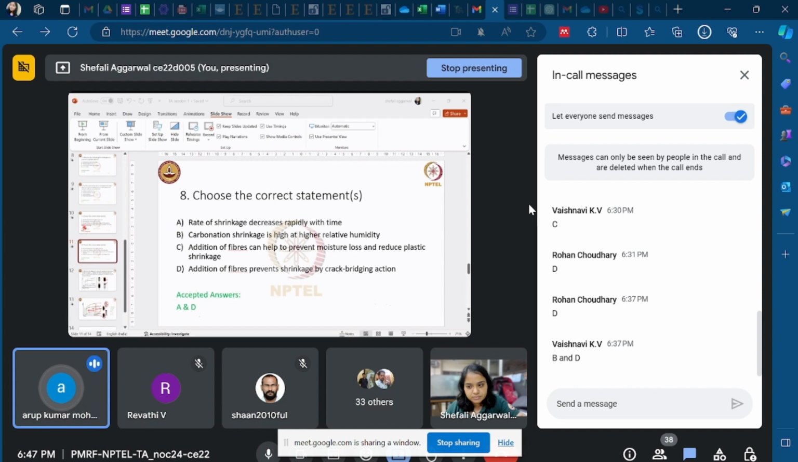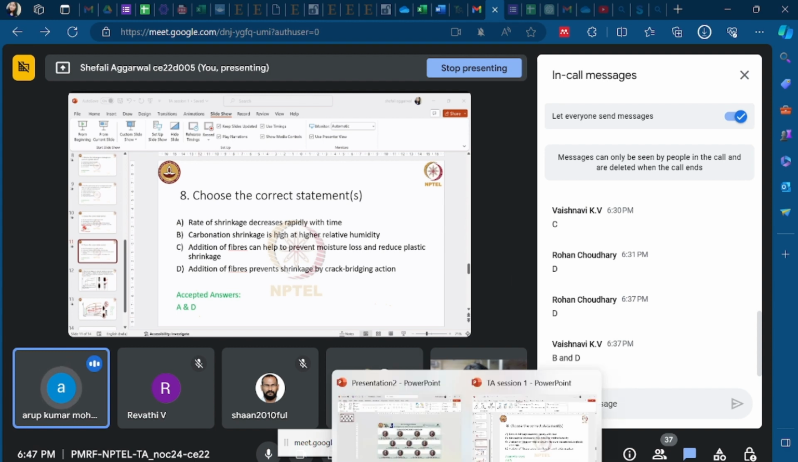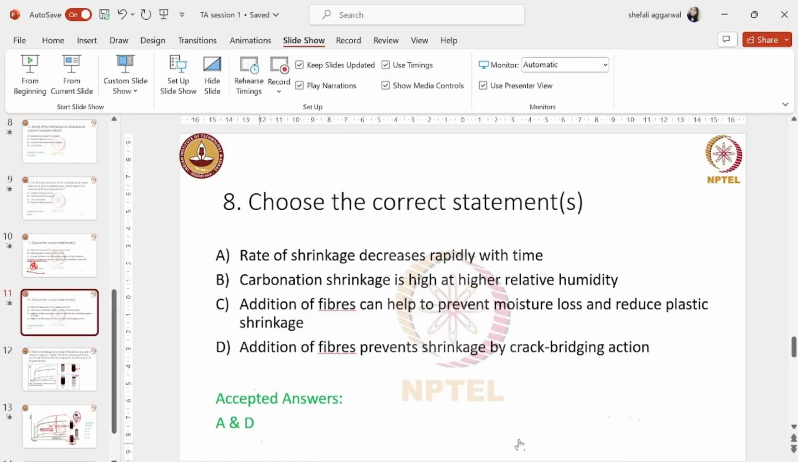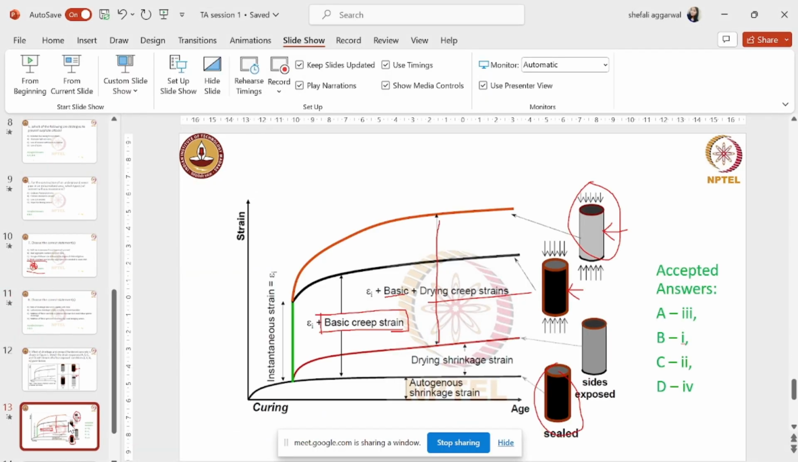Ma'am, just a query. After 20 days, the drying shrinkage is there. After curing, when the specimen is exposed from the side, the drying shrinkage is there. And whether during drying shrinkage, autogenous shrinkage is also happening or not? Autogenous shrinkage is also happening. That's why that graph is going above. That drying shrinkage graph is going above autogenous shrinkage. It's not starting from this point, right?